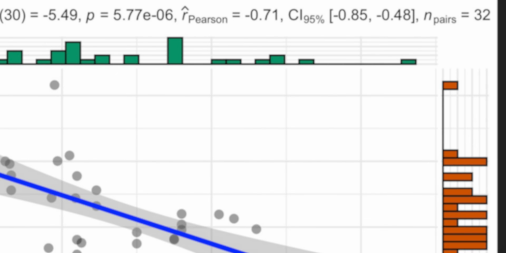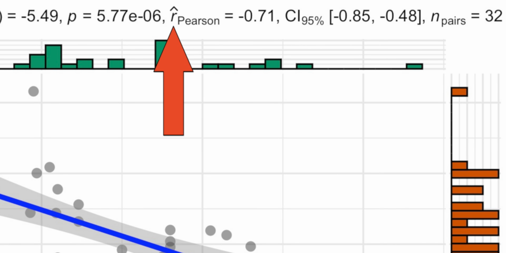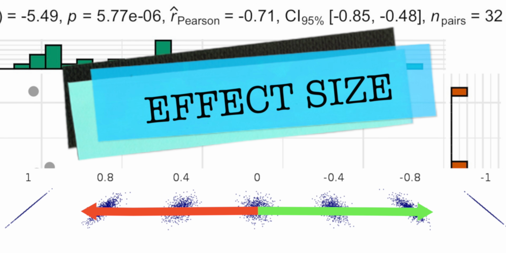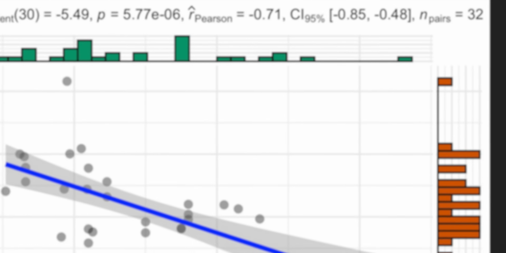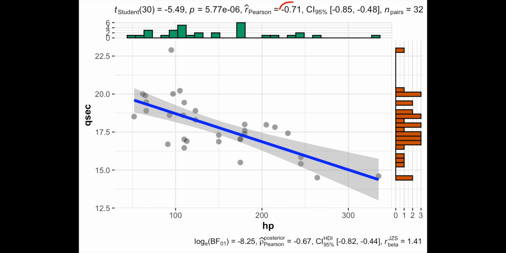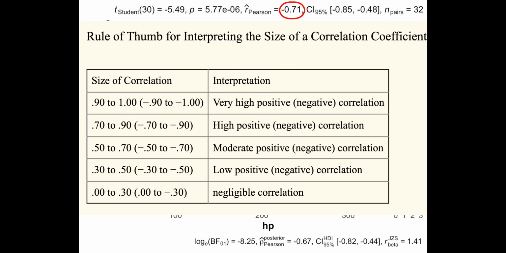Secondly, the correlation coefficient R itself is the effect size and ranges from -1 for the perfect negative correlation to 1 for the perfect positive correlation. The further R is from 0 and the closer R is to 1 or -1, the stronger the correlation between two variables is. Our correlation of -0.71 shows a high negative correlation.